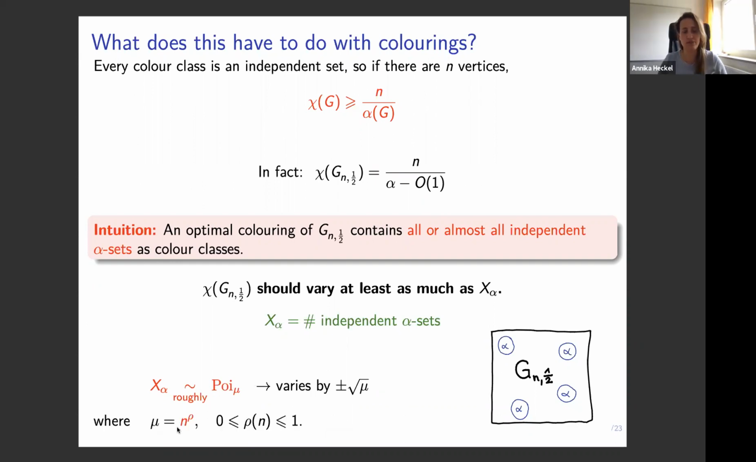And mu, you can write this as n to the rho, where rho is a function that's somewhere between 0 and 1. And depending on n, it's sometimes close to 0 and it's sometimes close to 1. So if we pick an n so that this rho is close to 1, then the variation in the number of alpha sets is almost root n. And then in this case, it seems plausible that the chromatic number should also vary by something close to this. Okay, so this is kind of hand wavy, but that's the intuition and why we're looking at these alpha sets.